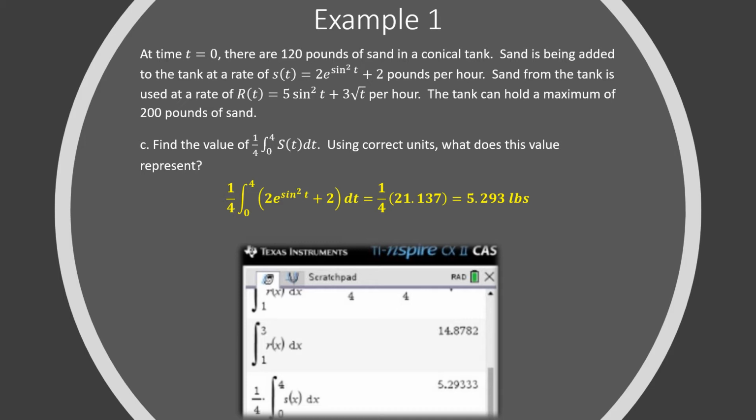And I get 5.2933. So again, 1/4 of the integral from 0 to 4 of S of t is 5.293 pounds. And so what does this mean? This represents the average number of pounds of sand added per hour in the first 4 hours. The reason I know it's the average is because I did 1/4 of it, and my a and b values are going from 0 to 4. So I'm adding up all my values and dividing by the number I added up. That's how we calculate average. So again, it's the average number of pounds of sand added per hour in the first 4 hours.